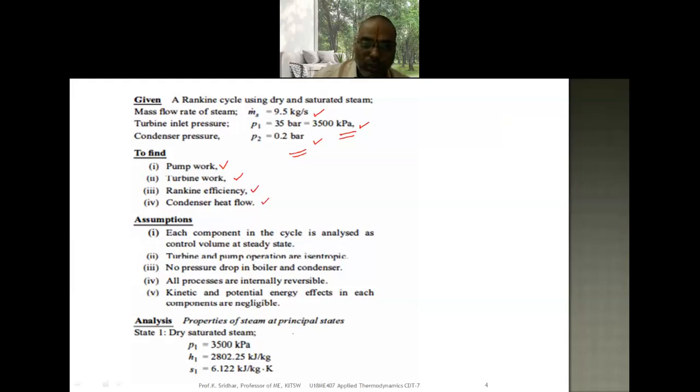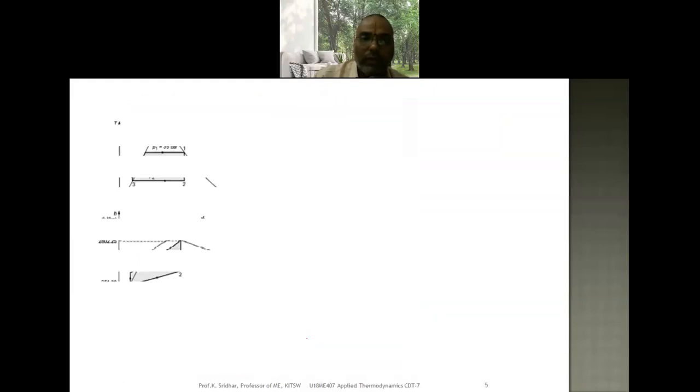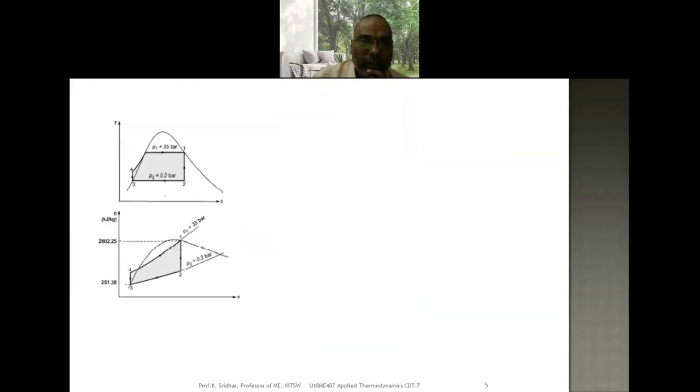Go to the steam tables or the Mollier chart, and for dry saturated steam at P1 equal to 3500 kilopascals, note down the values of H1 and S1. Because it is clearly mentioned that point 1 is dry saturated steam, locate point number 1. That is the 35 bar line wherever it meets the saturated line. That is my point number 1.